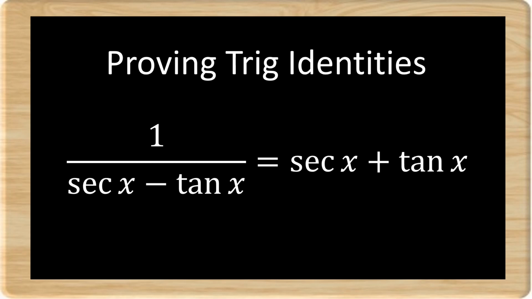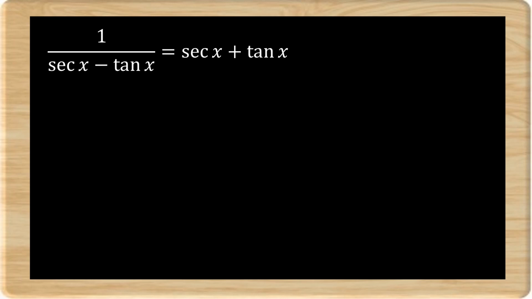Now the next one we want to prove is 1 over secant x minus tangent x is equal to secant x plus tangent x. Now I admit when I first tried this one, I tried to change the secant x to 1 over cosine x and the tangent x to sine over cosine, and then try to combine those, but then I ran into a dead end. So now I got to think of something else to do. Now another common thing in trig is using the conjugate.